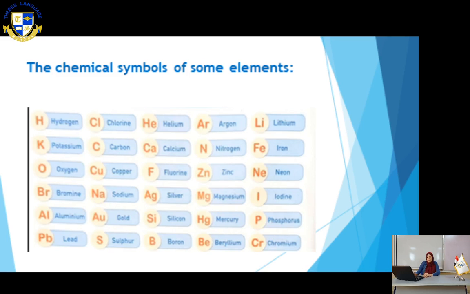Slide 3. In this table, the chemical symbols of some elements. As we see, hydrogen is represented by H, chlorine by Cl, helium by He, argon by Ar, and so on.